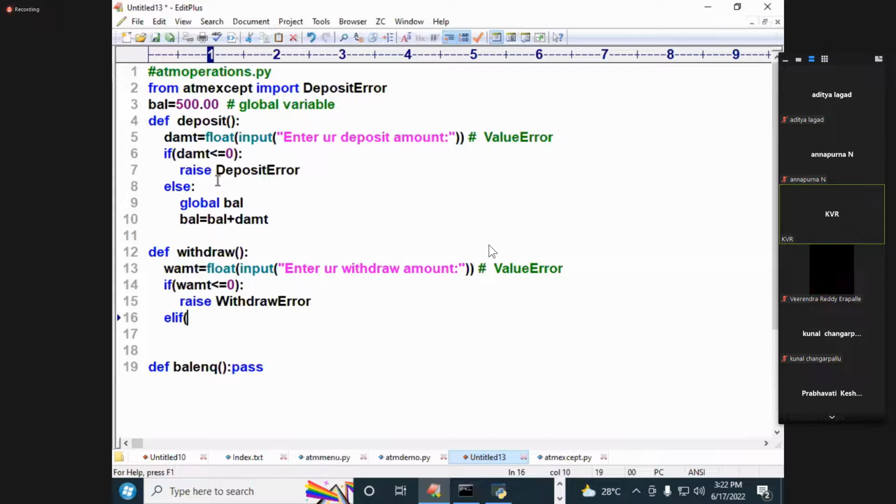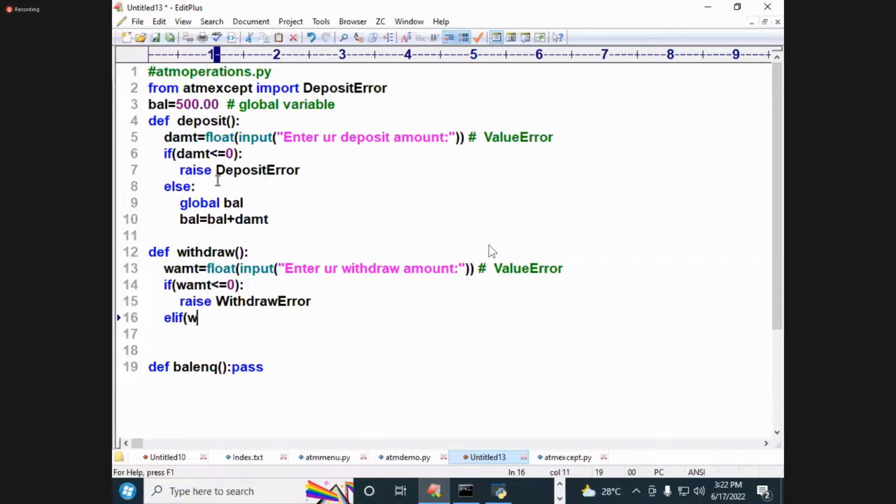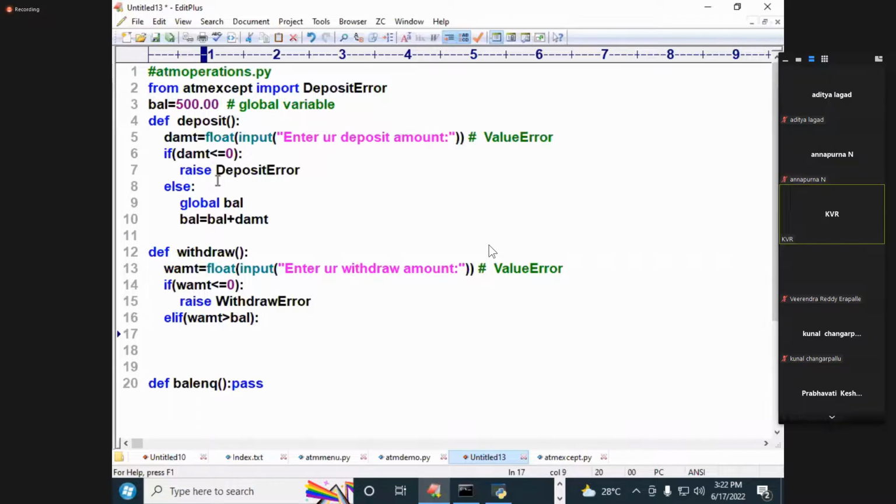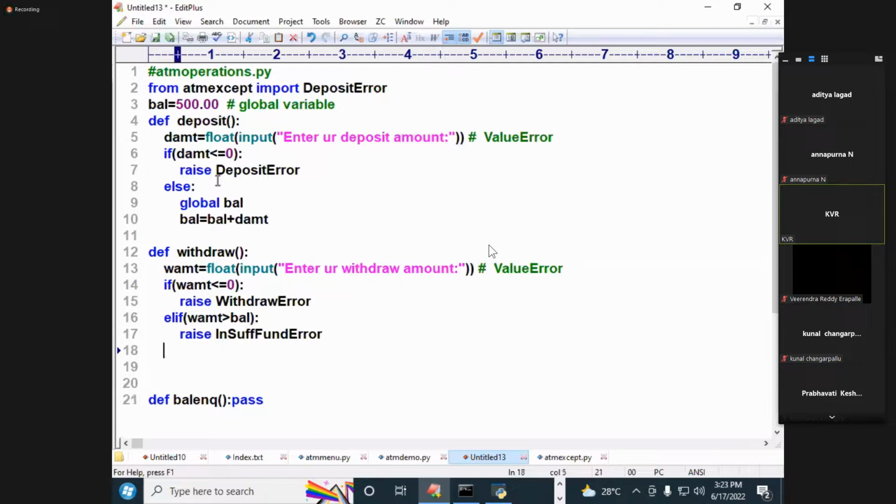W amount greater than what? Balance. Raise insufficient fund error. Insufficient fund error. Are you following? Yes. Next, else: balance is equal to balance minus W amount.